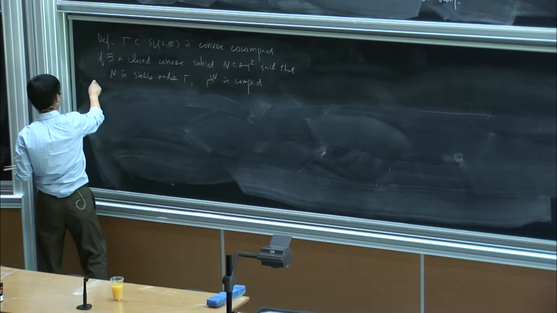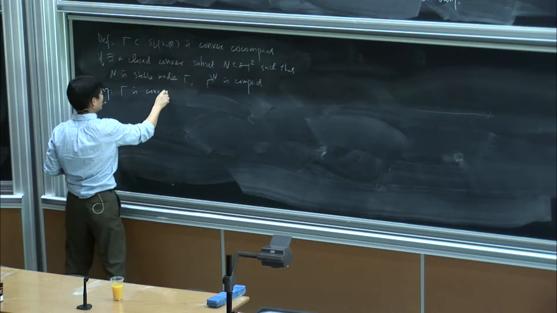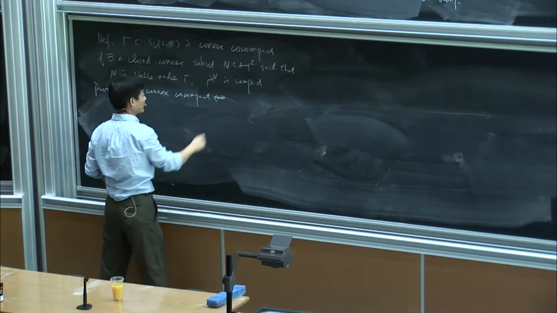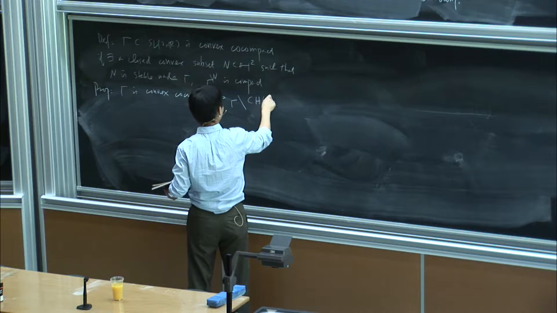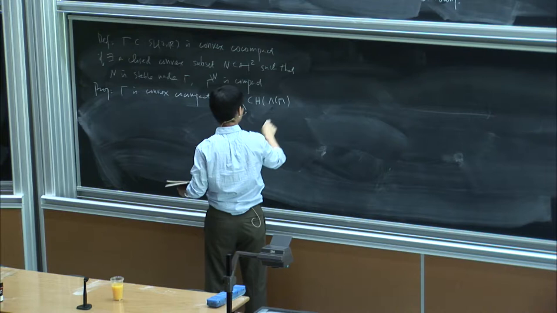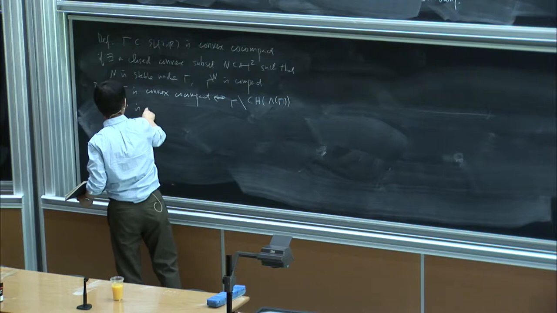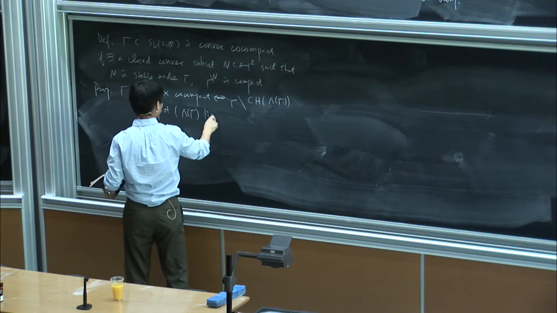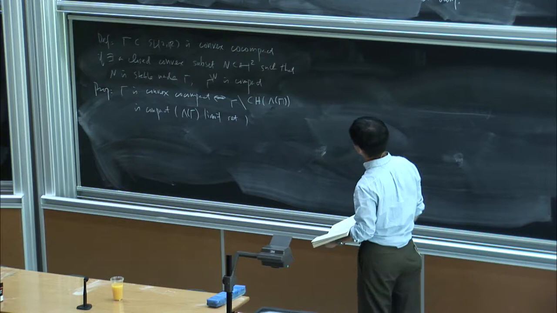Okay. Now here is a proposition. Gamma is convex cocompact if and only if the quotient of the convex hull of the limit set of the group is compact. So this is the limit set, and that's the convex hull. Okay, so that's a more common definition in the case.